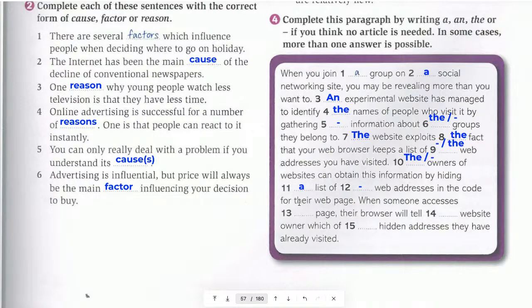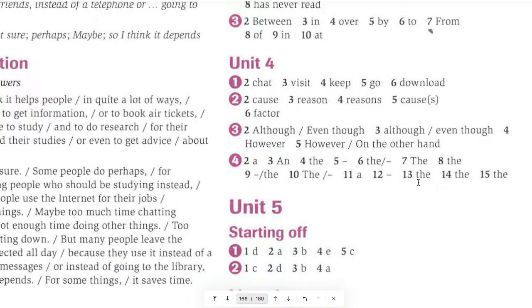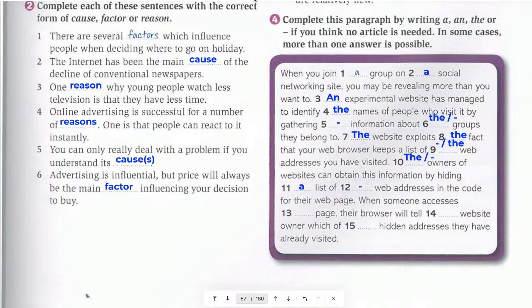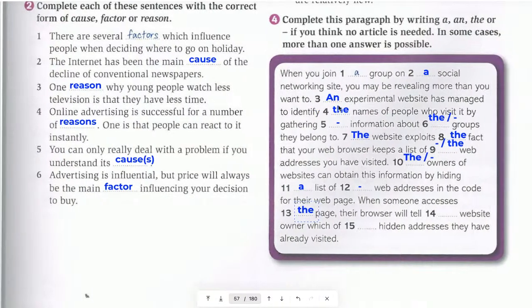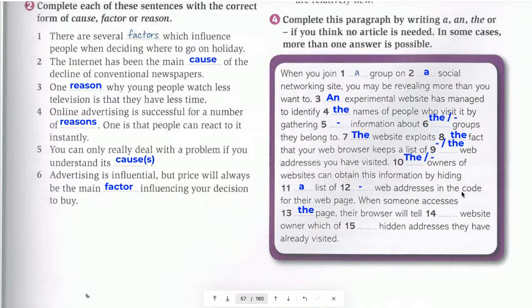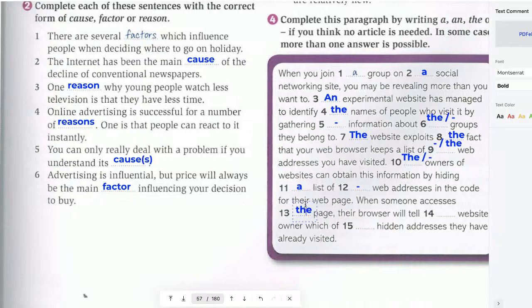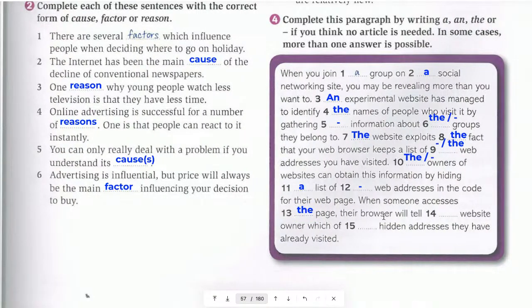Web addresses in the code for their web page when someone accesses what? 13. The page. Okay. Because the page we already talked about. So in the code for their web page, you see that? So when someone accesses the page, that is that web page. So we mentioned that one already. So you have to use the word "the" here. Their browser will tell.